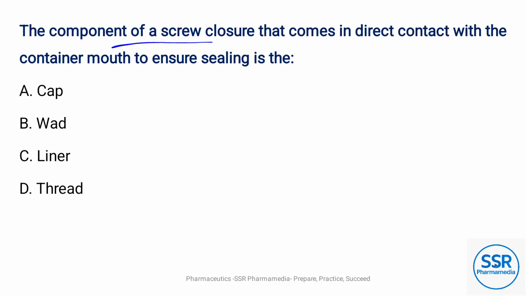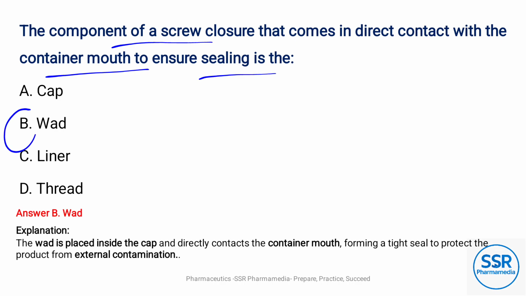The component of a screw closure that comes in direct contact with the container mouth to ensure sealing is the wad, so option B. The wad is placed inside the cap and directly contacts the container mouth, forming a tight seal to protect the product from external contamination.